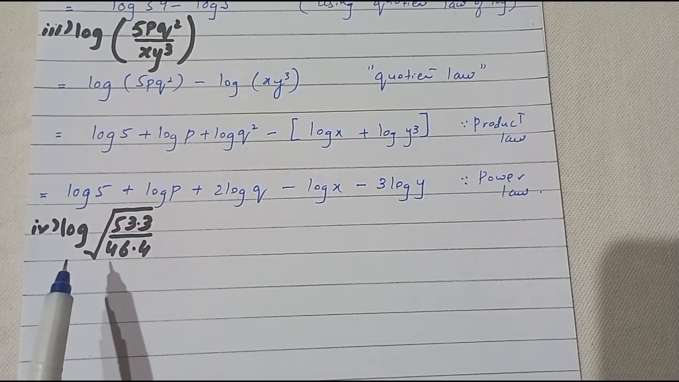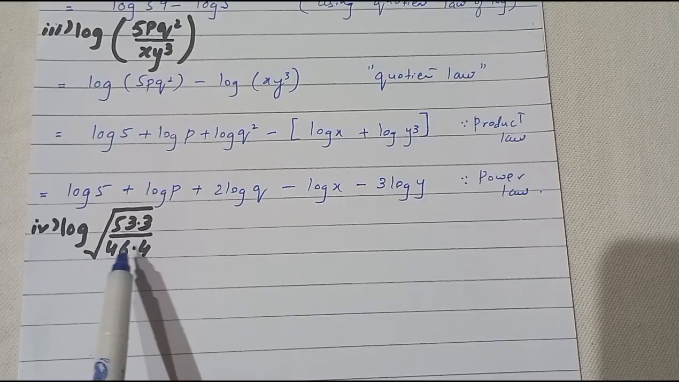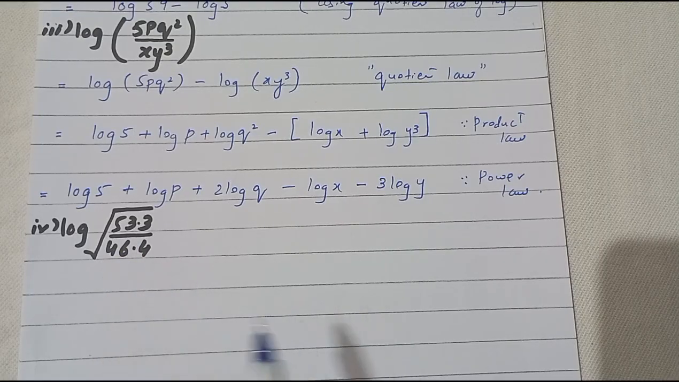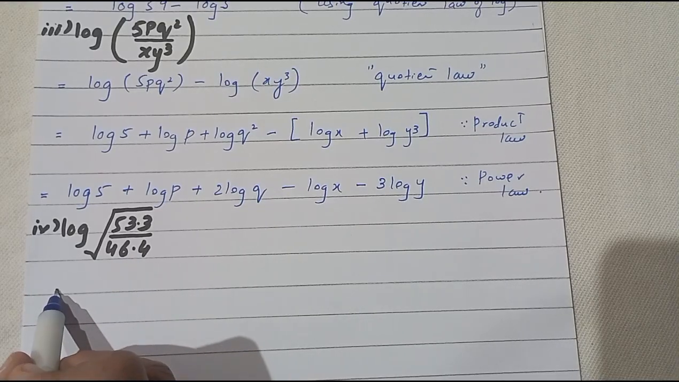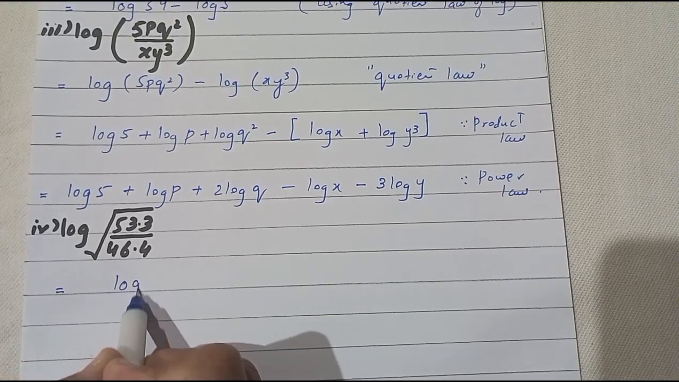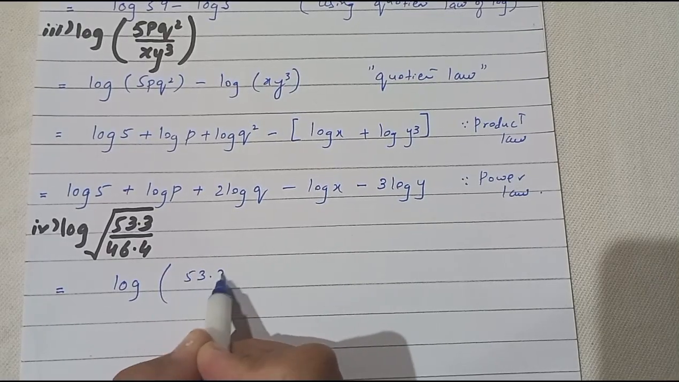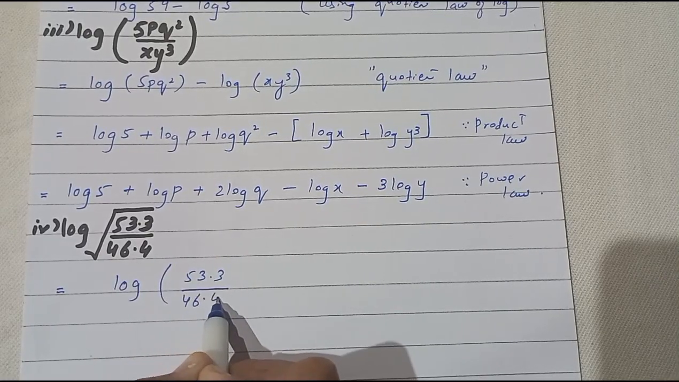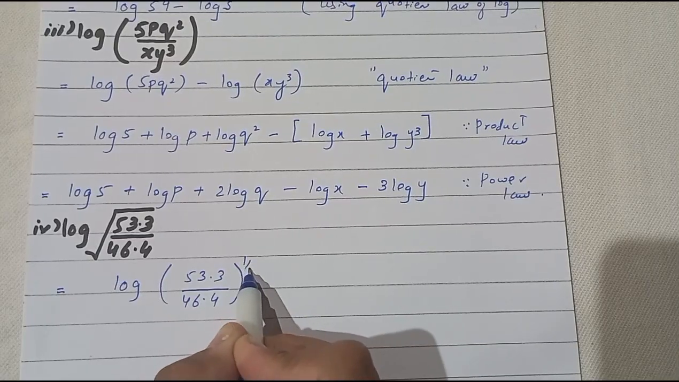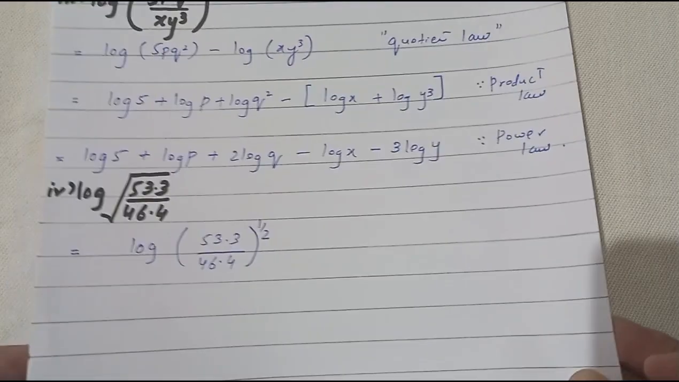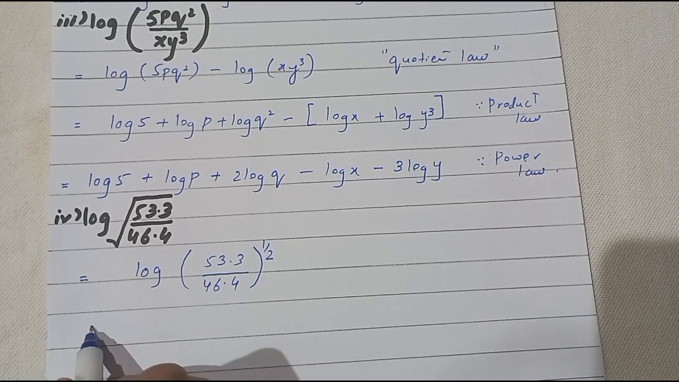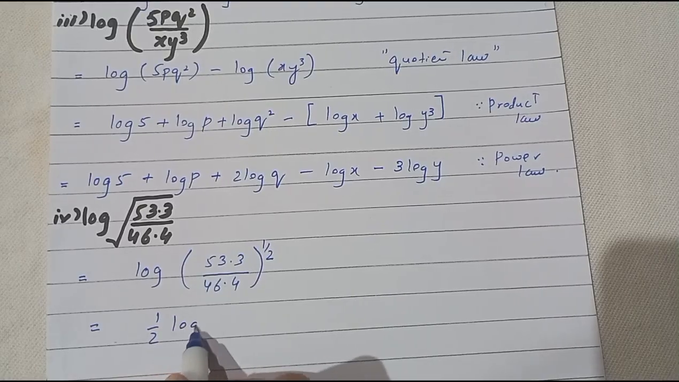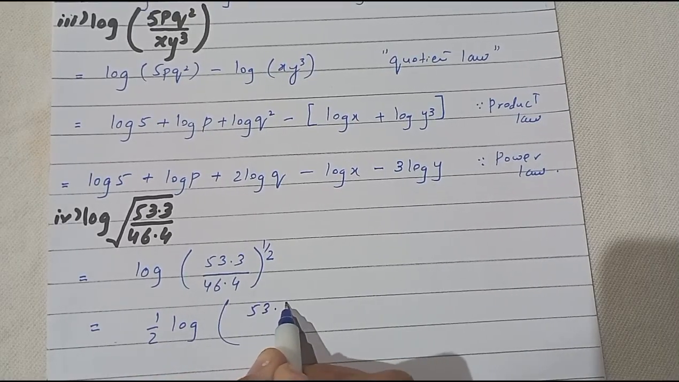Question number 4 is log of under root 53.5 divided by 46.4. So first we write this log expression in exponential form, that is log of 53.3 divided by 46.4 whole power 1 by 2. Now applying power law of log, the power comes at first, that is 1 by 2 log of 53.3 divided by 46.4.